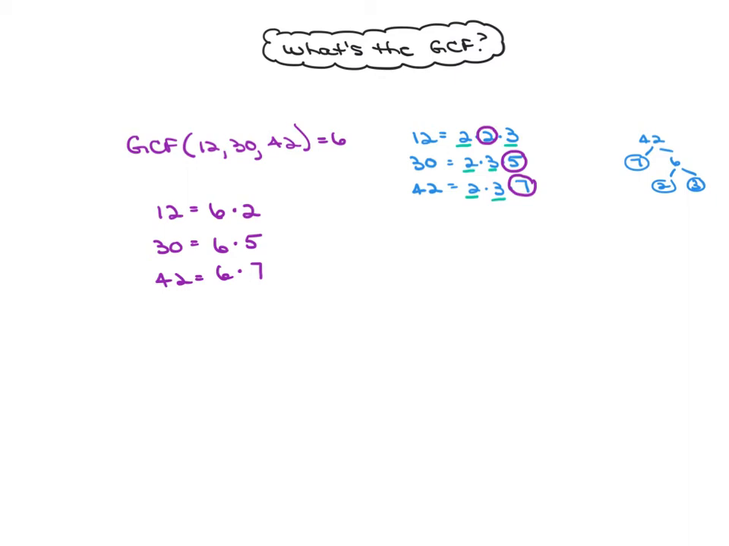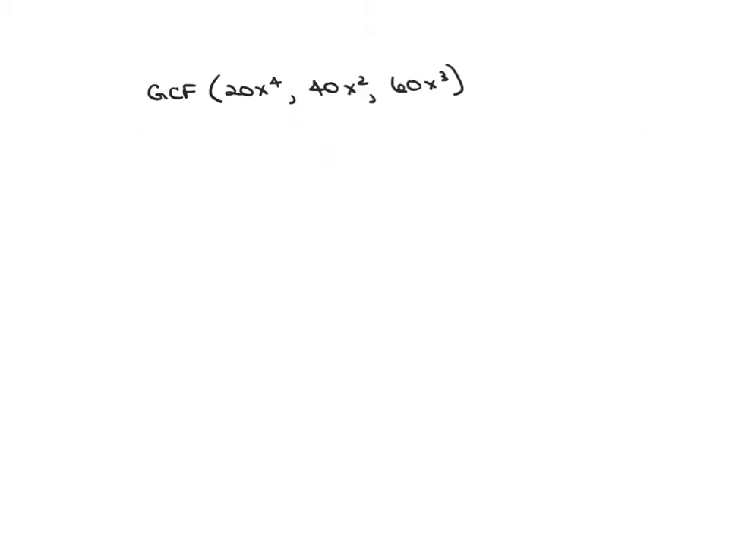Let's use the same strategy now, but instead of numbers, let's try it on monomials. Let's do the same process, but now we have monomials that we're going to find the GCF of. I'm going to do the same technique where I start by writing the prime factorization of each one. So I'll start with 20x to the 4th. 20 is 4 times 5, and 4 is 2 times 2. So 20 is 2 times 2 times 5.